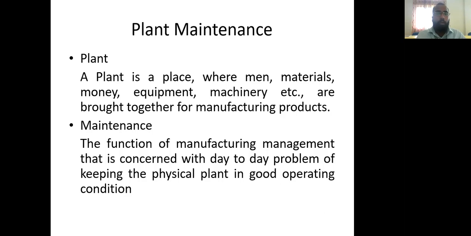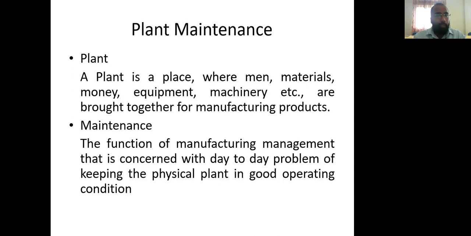So guys, this is all about different types of machines and their operations. We have covered lathe machines and their operations, drilling machine and its operations, and milling machine and its operations. So this is all about theory of metal cutting and the different types of machining processes we come across. And another important aspect of this presentation is plant maintenance.